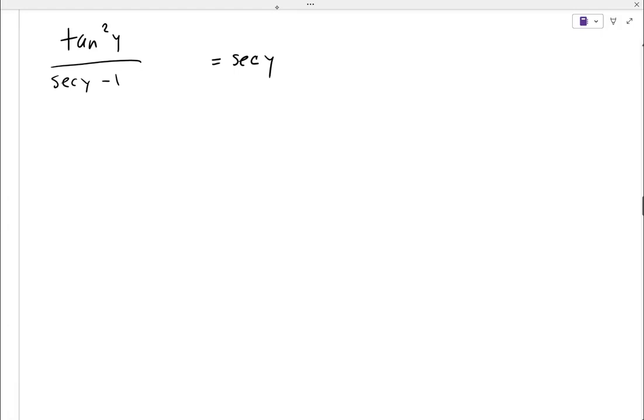All right, so this is what was typed on your quiz. The problem is that you need an extra -1 out here for it to actually work. It causes a little bit of issues if you don't have a -1. All right, so if we're going to go through this identity, which side do you want to work with? The left side? Yeah, good. So work with that tangent squared y over secant y -1, and then a -1.